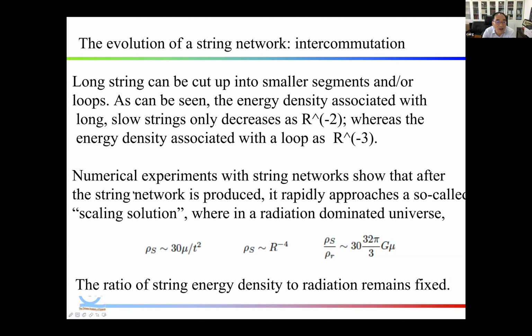So numerical experiments with the string network show that after the string network is produced, it rapidly approaches a so-called scaling solution, where in the radiation-dominated universe, the energy density of the string behaves like 30 μ/t². This is the same behavior as the radiation energy density. The ratio keeps constant during the evolution and is fully determined by the tension of the string.